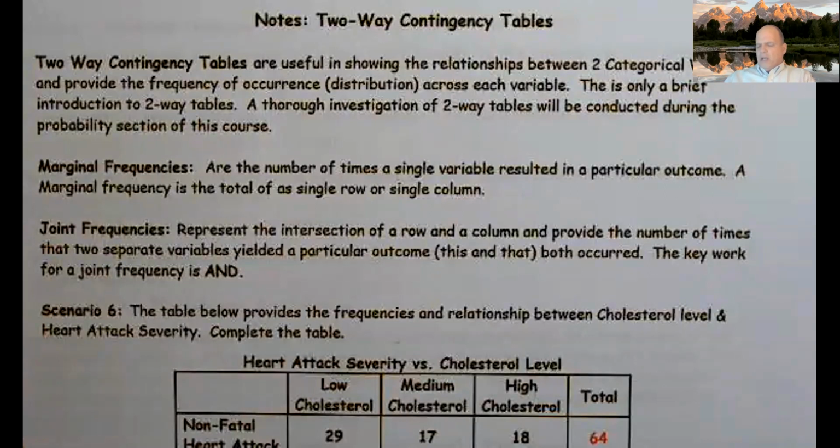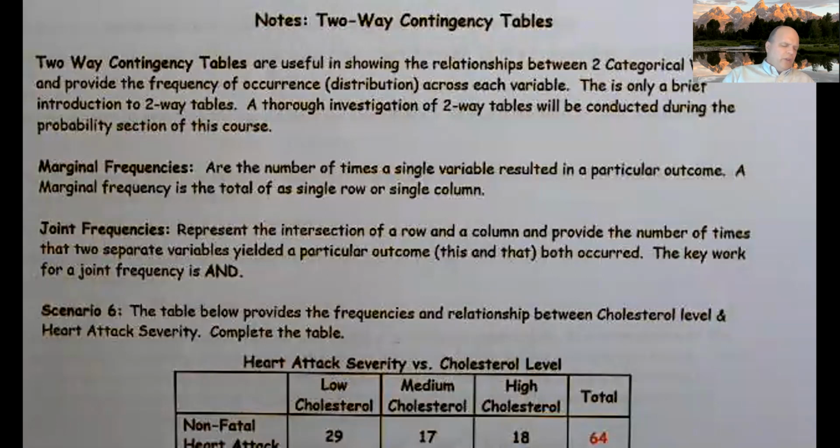I'm going to tell you that we will talk about contingency tables here in displaying and describing data, and then we'll pick them up again in probability, because we use them to actually calculate probabilities. For the time being, we'll create them. So we're going to learn some definitions. First off, they're useful in showing relationships between two categorical variables and provide the frequency or occurrence across each variable.